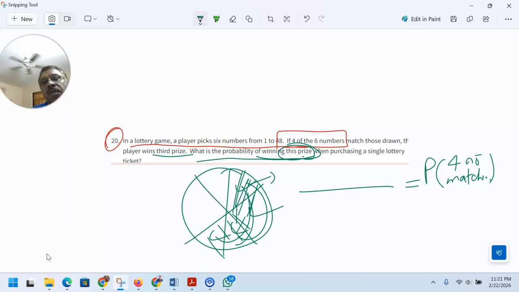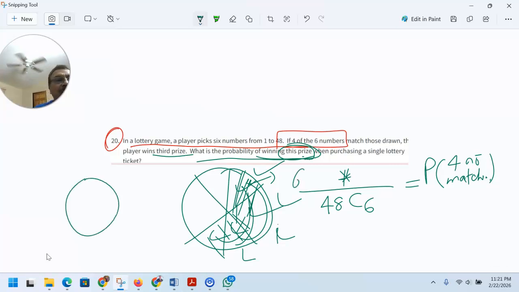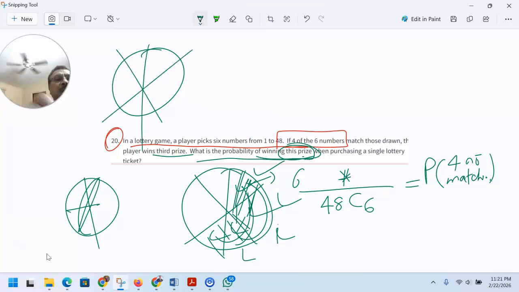So the total number is the same, 48 C 6. You're picking six numbers, but now the option changes. So winning numbers are one, two, you got one, two, three, and four. I hope I'm making sense, right? Yeah. So that means from six numbers, because altogether there are six correct pieces, from this he gets four. That means three, four, four correct. And he gets two wrong.